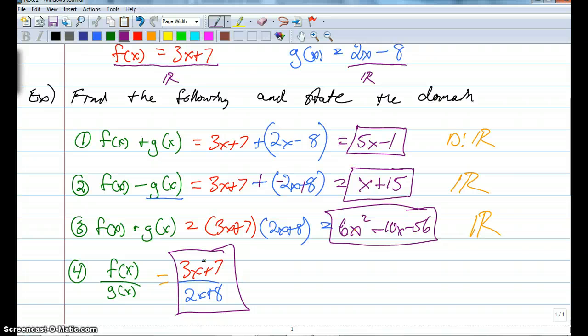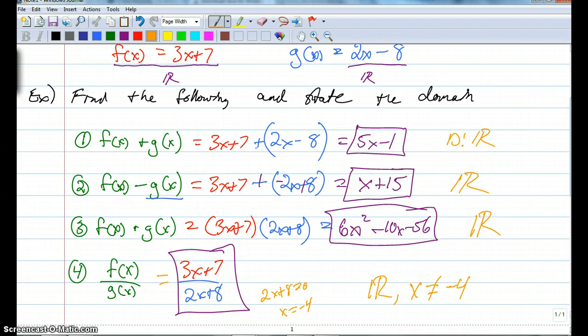But the domain, this time the domain is a little bit different. It's got a denominator. And since there is a denominator, the denominator cannot be 0. So what values of x would make the denominator 0 here? Well, you could set the denominator equal to 0. 2x plus 8 equals 0. Long story short, you should get x equals -4. So our domain is all real numbers except x cannot be -4. All right? If it makes the denominator 0, we can't do it.